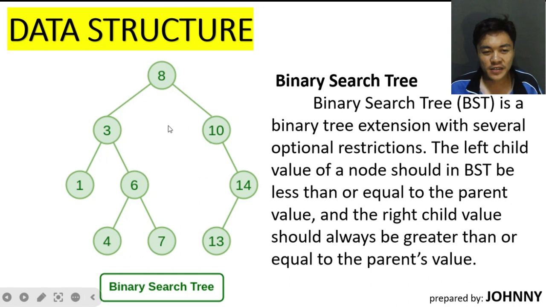A binary search tree, or BST, is a binary tree extension with several optional restrictions. The left child value of a node should in a BST be less than or equal to the parent value, and the right child value should always be greater than or equal to the parent's value. A binary search tree is a node-based binary tree data structure which has the following properties.